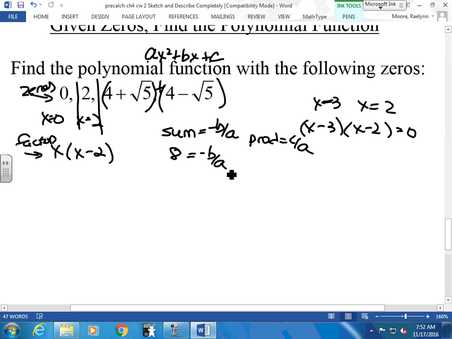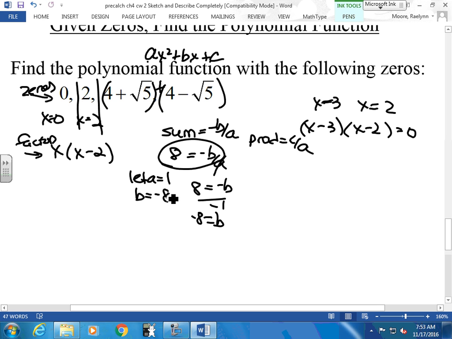Now we're stuck. We have one equation with two variables. We can't solve one equation with two variables. So we say, okay, get rid of the a. Let a equal 1. You just have to decide that. We'll get back to that. I'll show you that in a second. So now, 8 is equal to negative b. Therefore, b is equal to negative 8.